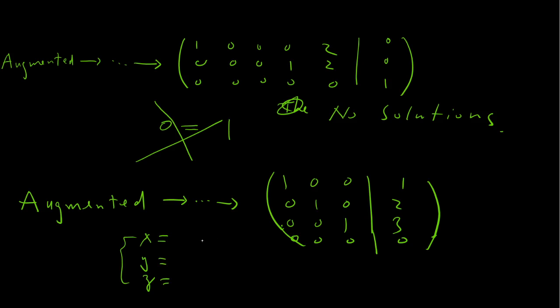1, 2, 3. And each row determines the equation. The first row determines the equation x equals 1. The second row determines the equation y equals 2, z equals 3, and so on. Okay.